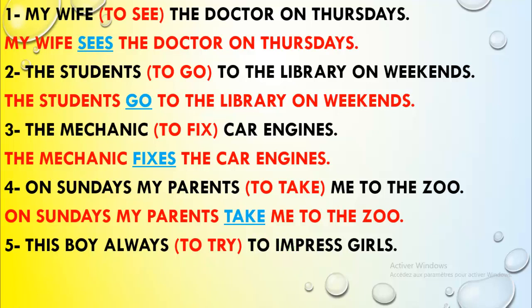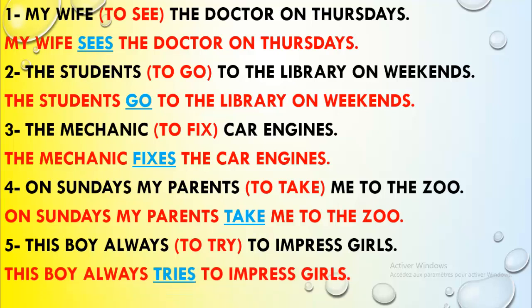Number 5, this boy always tries to impress girls. Tries, verb ending in Y, and the Y follows a consonant. The Y disappears and becomes IES. Tries to impress girls.